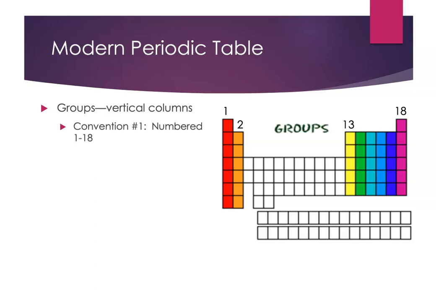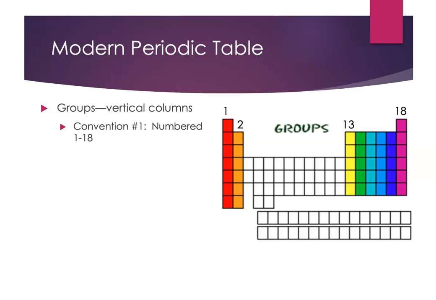So the first convention for numbering the columns is simply to number them from 1 to 18 from left to right. I've put some of the numbers in here. It was going to get a little crowded, so I didn't want to put in all 18, but you can figure that out. I prefer this convention because it's so unambiguous.